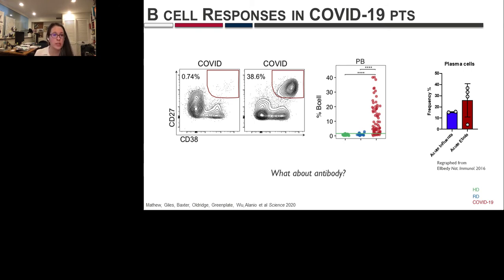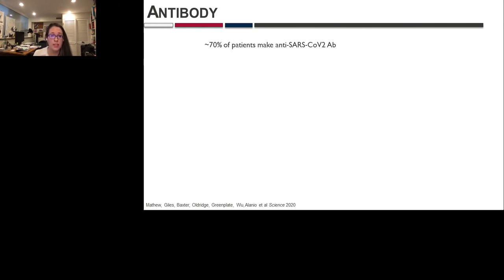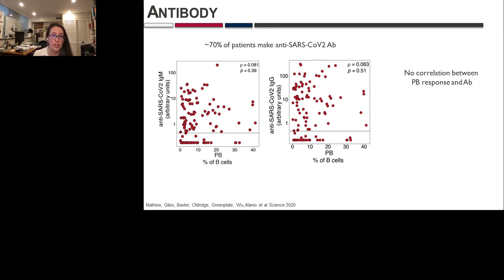So this massive plasma response in our hospitalized patients made us wonder about what the circulating antibody levels were. We found that about 70% of our hospitalized patients made anti-SARS-CoV-2 antibody directed towards the spike protein. So next, we compared the level of this antibody to that plasmablast response. IgM is shown here on the left-hand side, and IgG is shown on the right-hand side. And what was really surprising is that there was absolutely no correlation between the plasmablast response and the levels of circulating antibody.